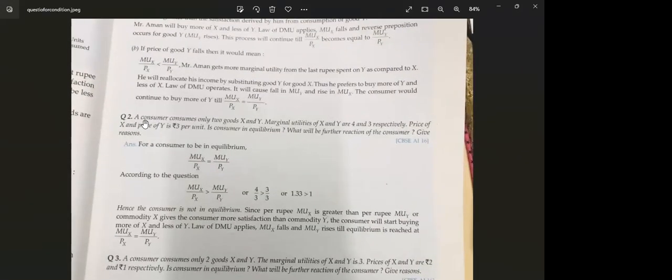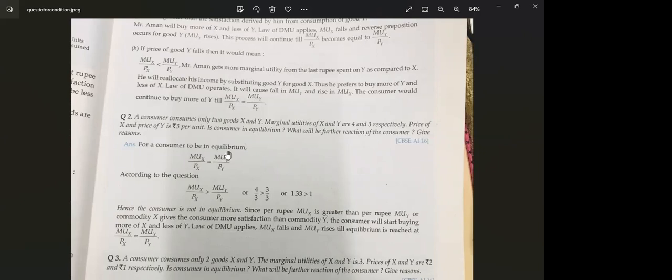Now you can see the second one. A consumer consumes only two goods, X and Y. So you can see this is a two commodity case. The marginal utilities of X and Y are 4 and 3. The price of X and Y is 3 per unit each, so Px is 3 and Py is 3. Now you have to answer, is the consumer in equilibrium? If yes, it is in equilibrium. But if it is not, what will be the further reaction of the consumer?